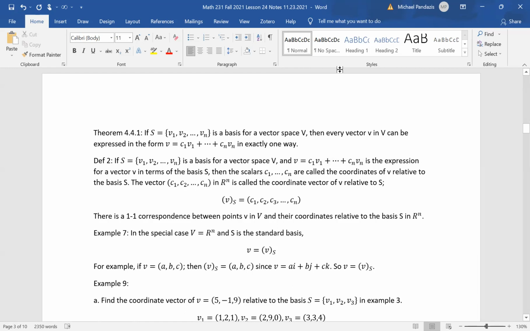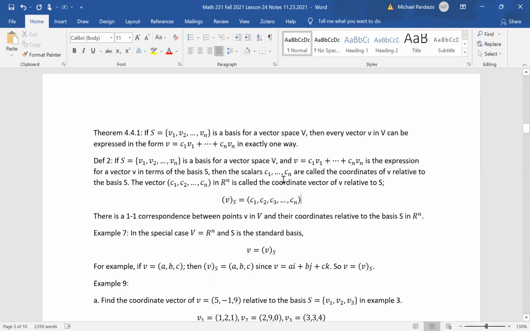Okay. Definition 2. If S is again a basis for a vector space V, and you have a vector v in that space which is that linear combination, and that is the expression for v in terms of the basis S, then the scalars c1 to cn are called the coordinates of v relative to the basis S. The vector (c1, c2, ..., cn) in Rn is called the coordinate vector of v relative to S.